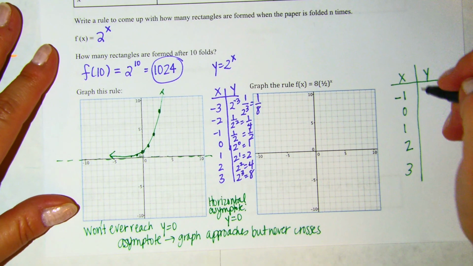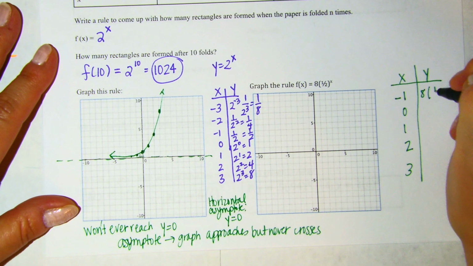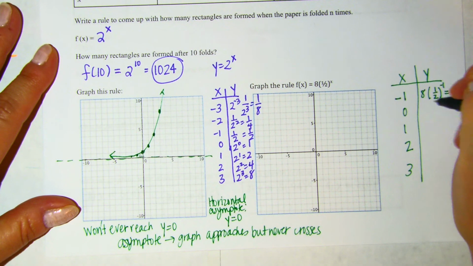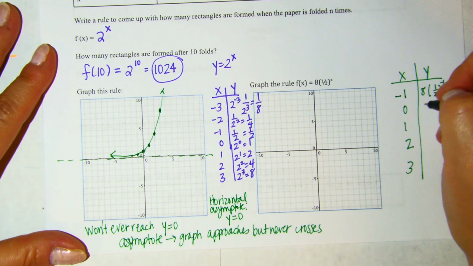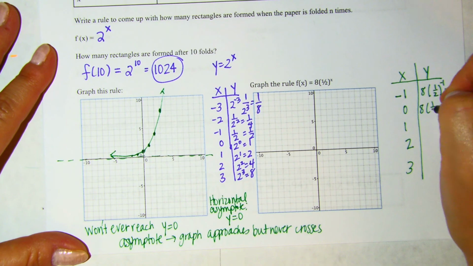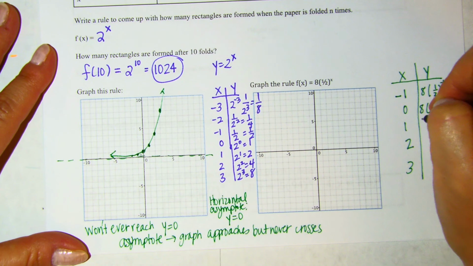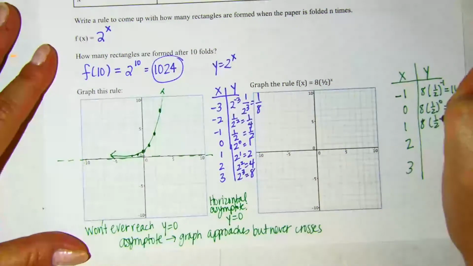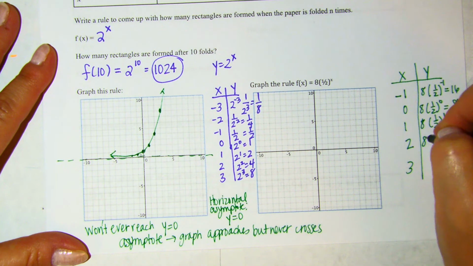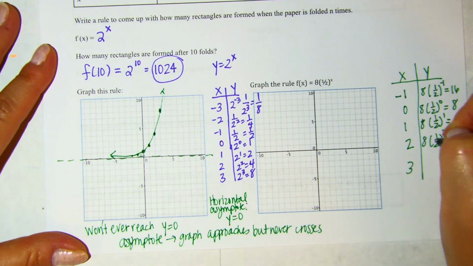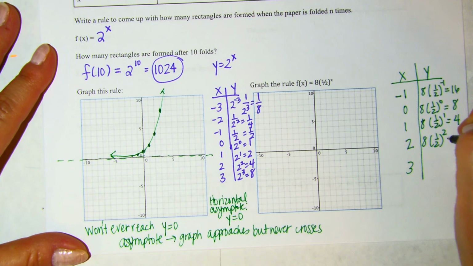All right. 1/2 to the -1. This makes it a 2 times 8 is 16. That's a big number. I don't really want to graph that, but we'll kind of estimate it. And then 1/2 to the 0. Well, 1/2 to the 0 is 1 times 8 is 8. 1/2 to the 1 is 1/2 times 8 is 4. 1/2 squared is 1/4 times 8 is 2.